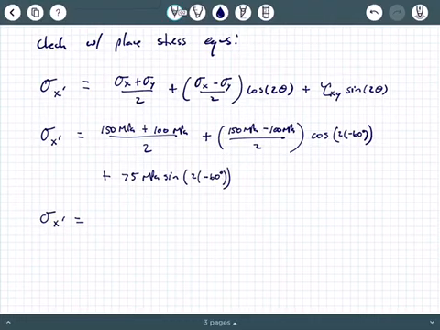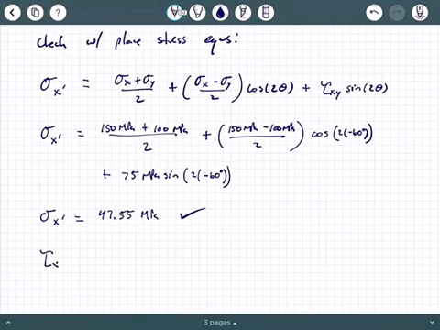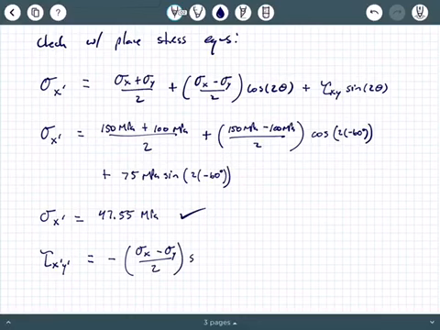And let's see, 150 minus 100 is 50 divided by 2 is 25. And then I'm doing my calculations a little out of order from how I wrote them. And then plus 150 plus 100 divided by 2. So sure enough, I get sigma x prime as the same thing. I get 47.55 megapascals. That checks out.